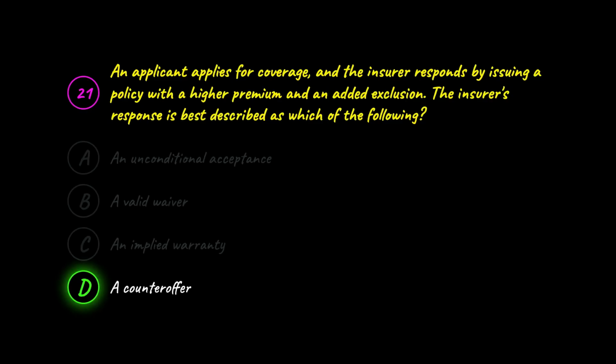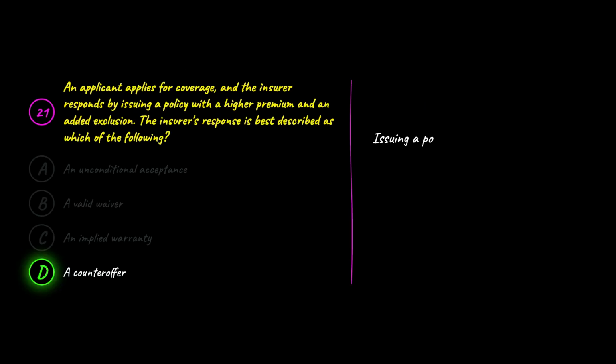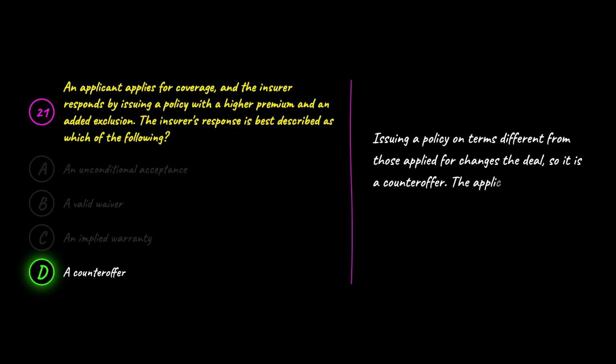The correct answer is D. A counteroffer. D is correct because issuing a policy on terms different from those applied for changes the deal, so it is a counteroffer. The applicant may then accept it, often by paying the modified premium, or reject it.